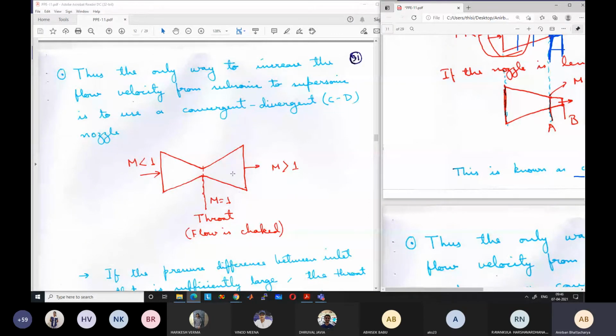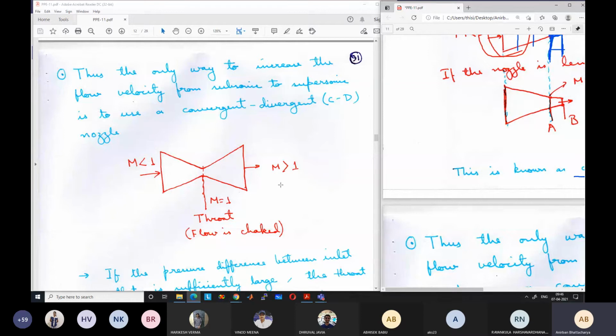The velocity can be kept on increasing. If you have a very long section on the divergent side, you can get very high velocities. Hypersonic velocities are also possible. So this is known as a CD nozzle, or convergent divergent nozzle. It's very famous and used in many applications. For example, these were used in space shuttles and rocket engines. You will see the divergent part of the nozzle.